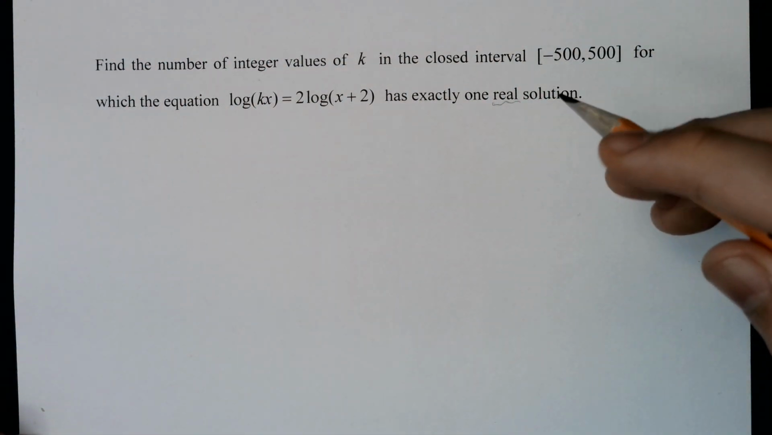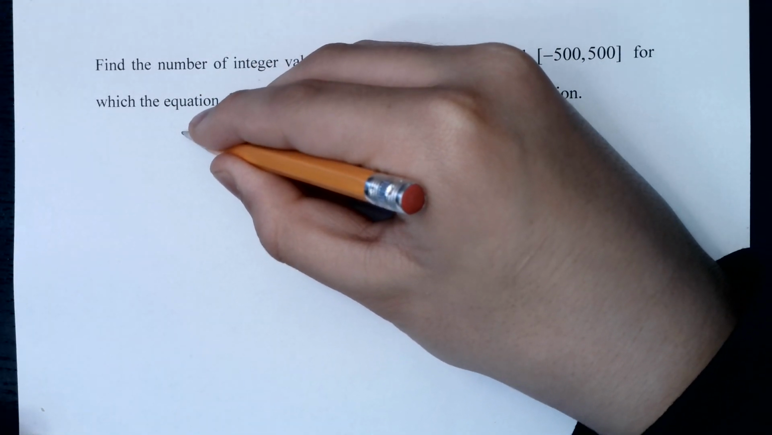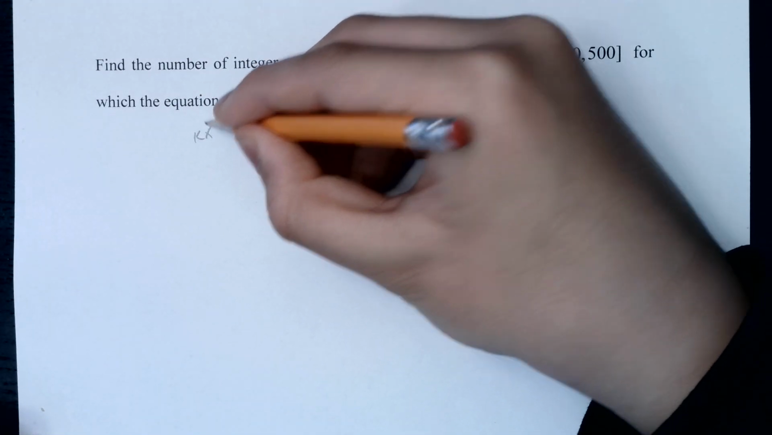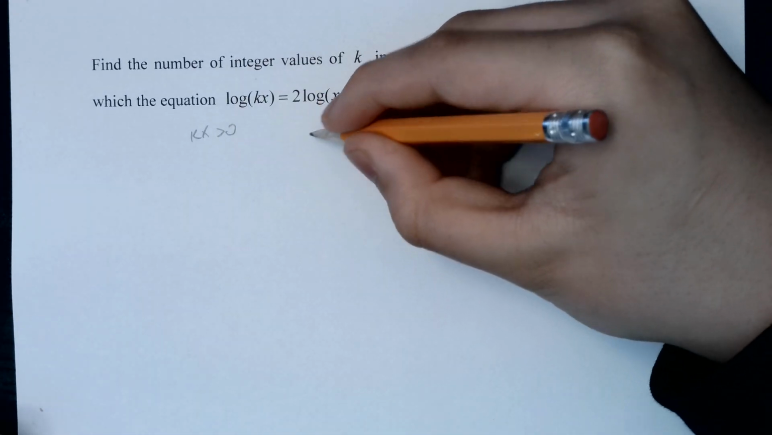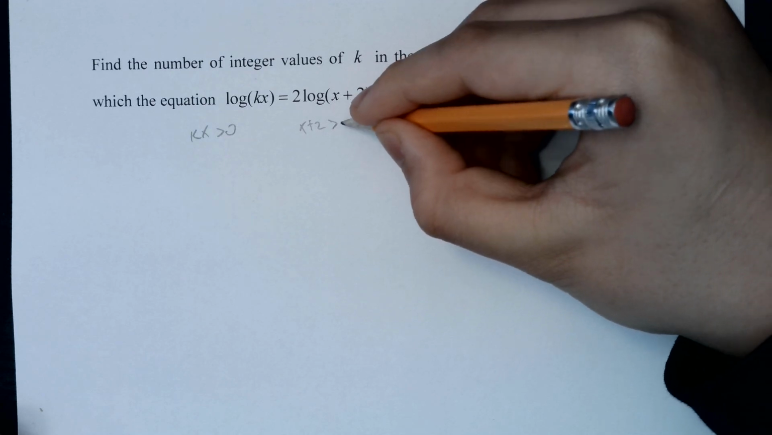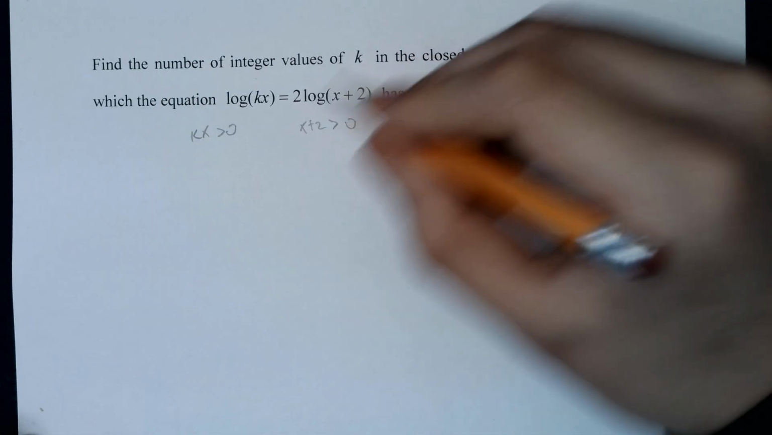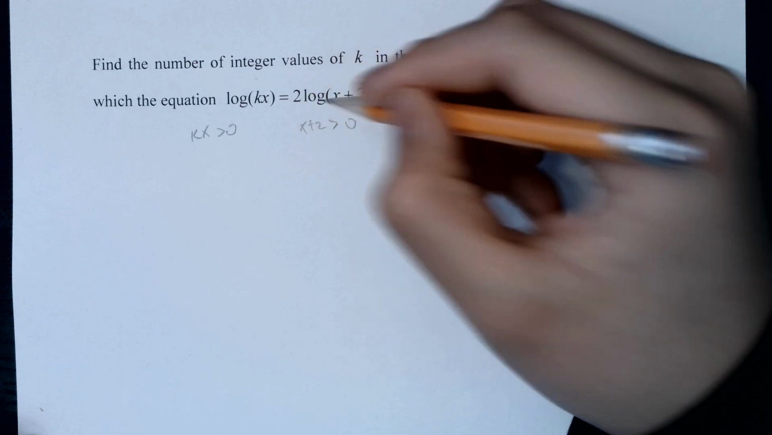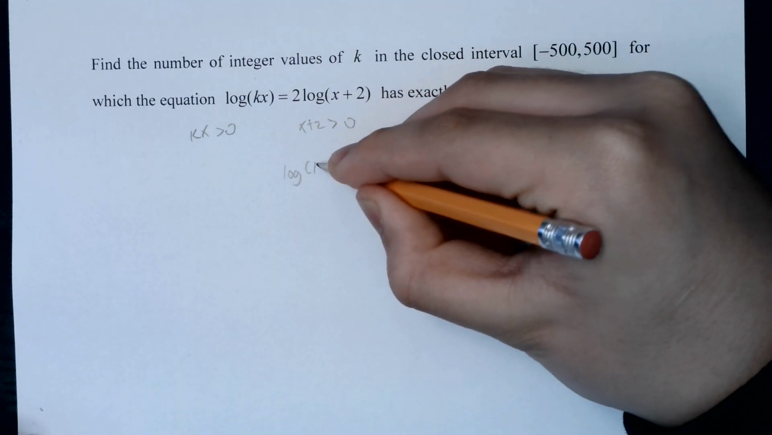Now, let's first write the domain for k and x. So our domain is going to be that kx is going to have to be bigger than 0 for this to be a real number, and x plus 2 is also going to have to be bigger than 0. So now let's start writing some equations. Now we can see that log(kx) equals 2 log(x + 2), as they've given us. So I'll write that down really quickly.